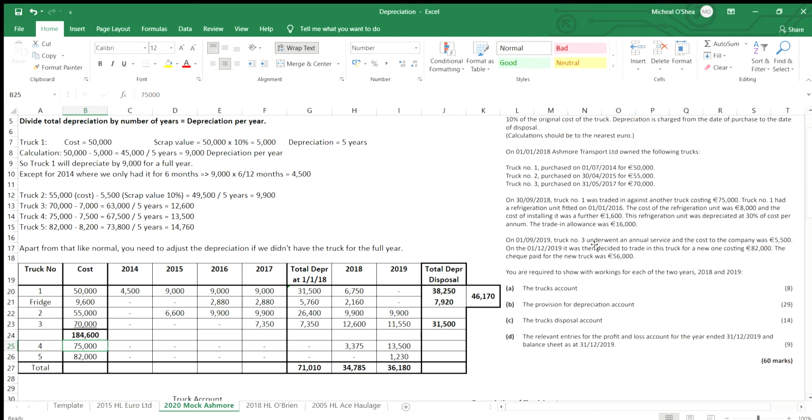What happened here? Well, there's a little bit of confusing part here. Truck number 3 underwent an annual service and the cost of the company was 5,500. So it looks like we've added to the value of truck number 3. Just to explain this, if you have a car or you have a truck, you have a machine or something like that, if you add on something like a fridge unit, if you improve the original function of that car or machine, if you change anything about the original function, then you can increase the value of it. But a service is basically just fixing the wear and tear.